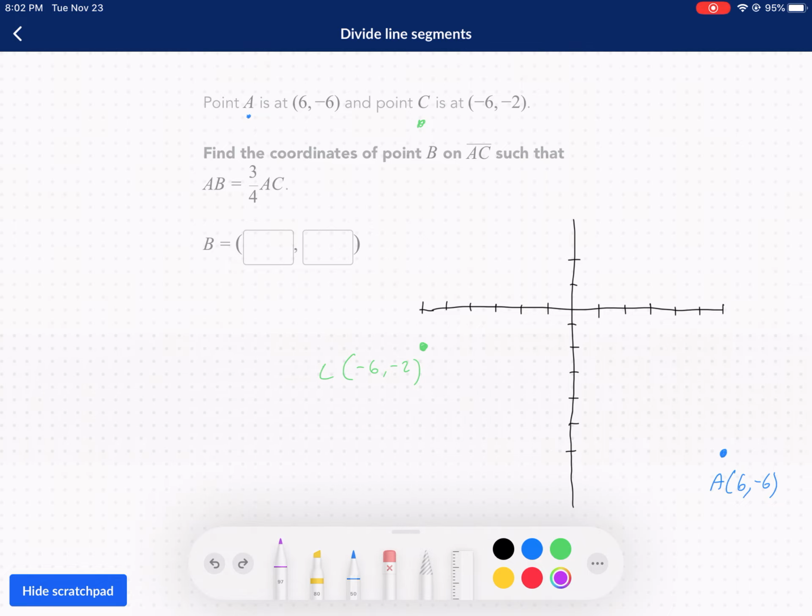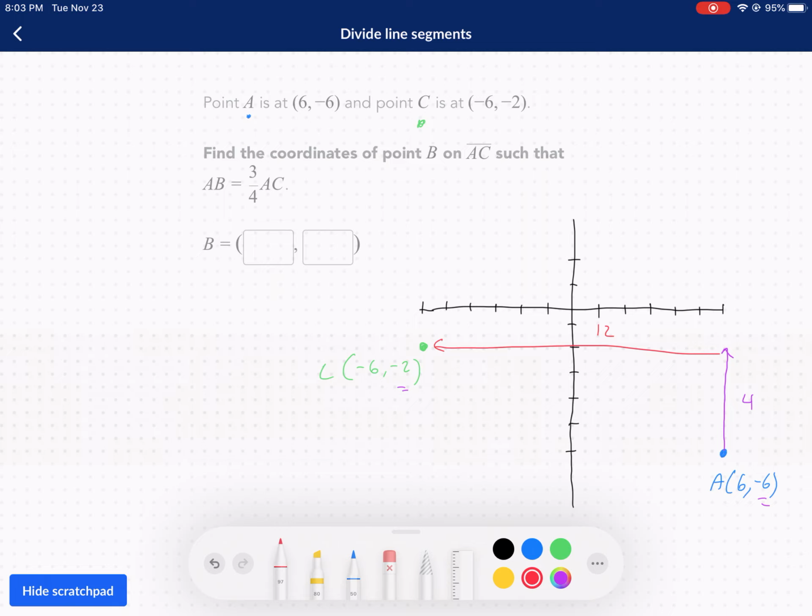Okay, so I go up and I want to meet this level. As I go from -6 to -2, I go a distance of 4. That's important. And then over here, what's the horizontal distance? I'm going to go all the way here, and from 6 to -6, that's a distance of 12.